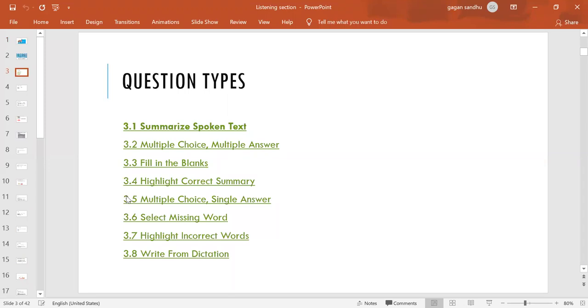So out of these question types, we did write from dictation, then highlight incorrect words. We did that as well. Then highlight correct summary and filling in the blanks. That's what we did. But yeah, we'll try to cover filling in the blanks as well today, as we did only one question of that and the time was up, right? So now starting with summarize spoken text today.